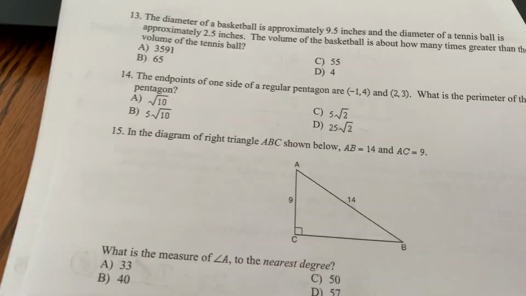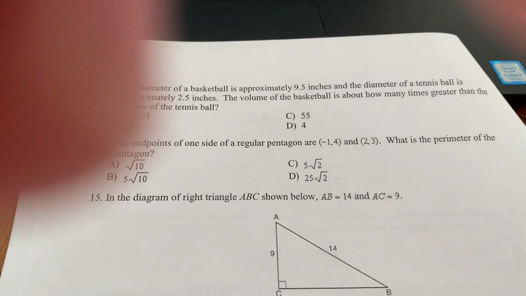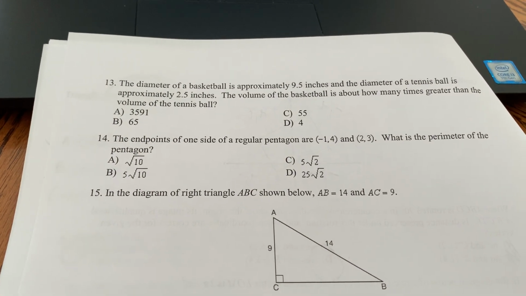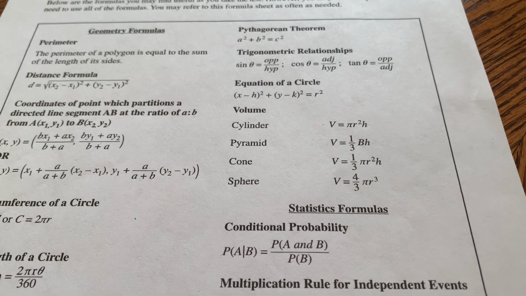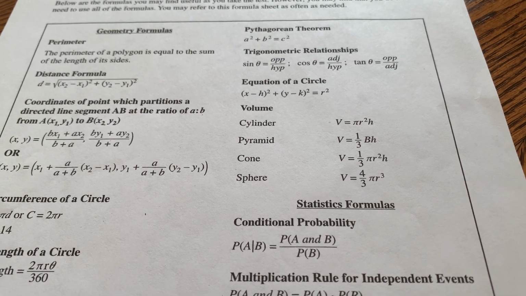So volume, again, what we left off on. Now fingers are getting in the way. All right. So again, the volume formula for a sphere, because basketballs and tennis balls are, of course, spheres, is 4/3 pi r cubed. So let's go back over here.